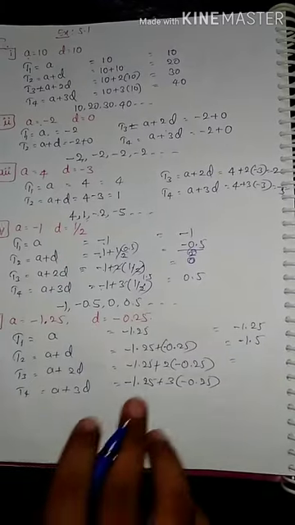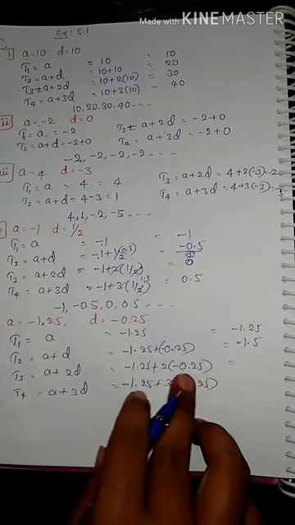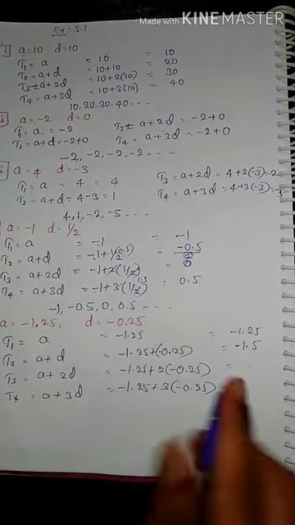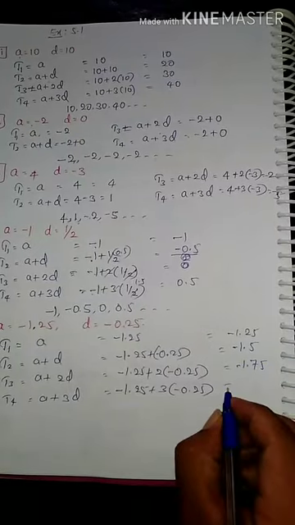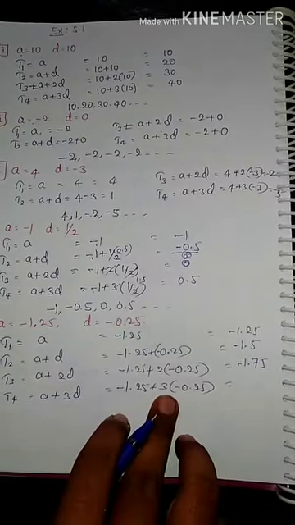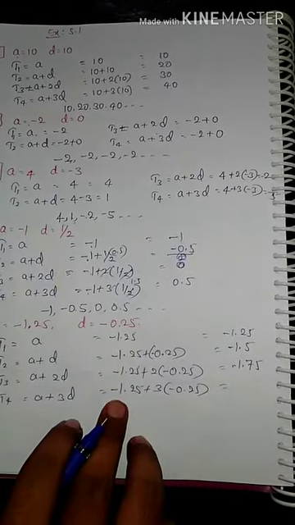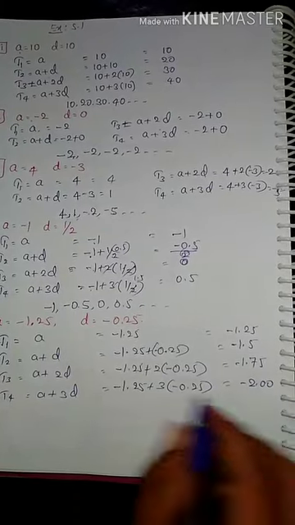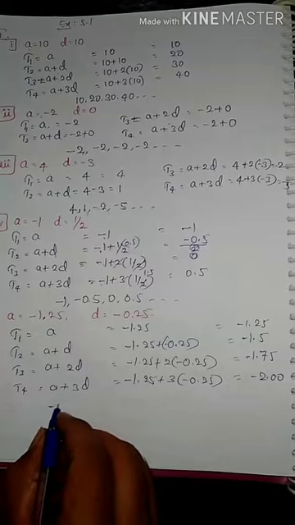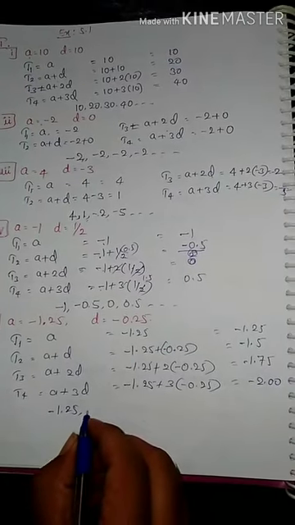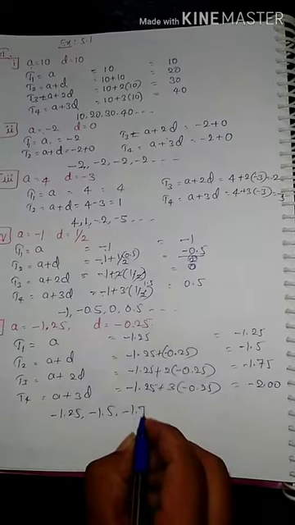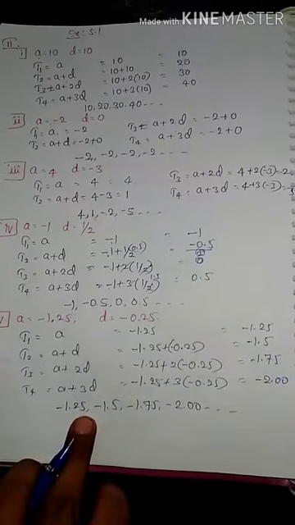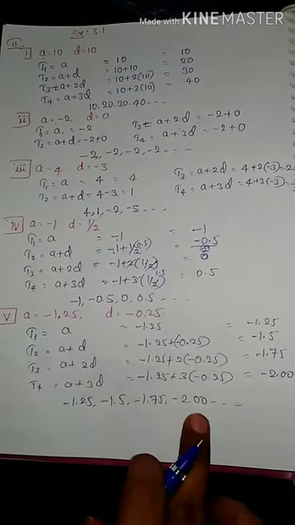Minus 1.25 minus 0.25 is minus 1.5. Here 0.25 into 2 is minus 0.5, and minus 0.5 plus minus 1.25 is minus 1.75. Here 0.25 times 3 is 0.75, and minus 1.25 plus minus 0.75 is minus 2.00. Therefore, the first four terms of the arithmetic progression are minus 1.25, minus 1.5, minus 1.75, minus 2.00, and so on. See the common difference: minus 0.25, minus 0.25 and minus 0.25.